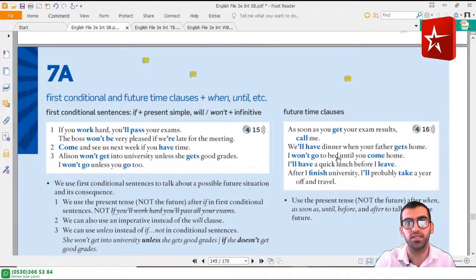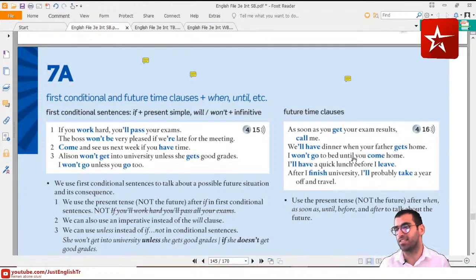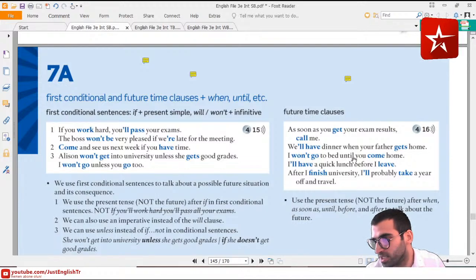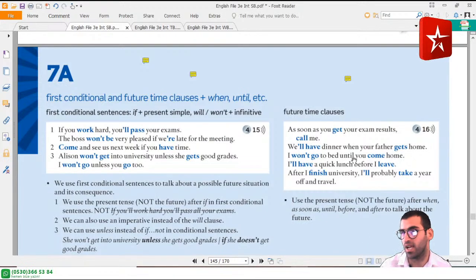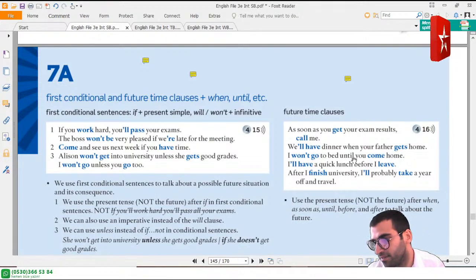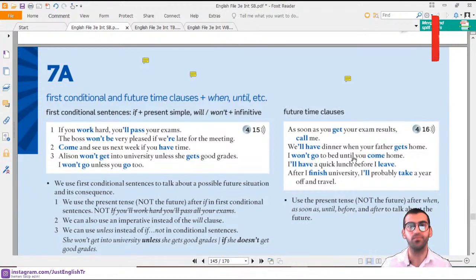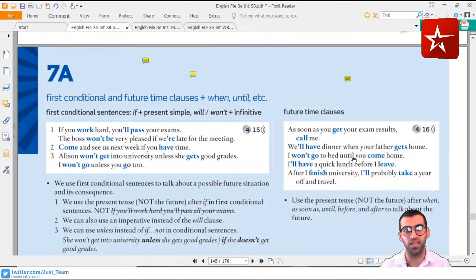Next one is about until. Yes, one of the most important time clauses. Until. How can we use until? I won't go to bed until you come home. I won't go to bed, okay, until you come home.